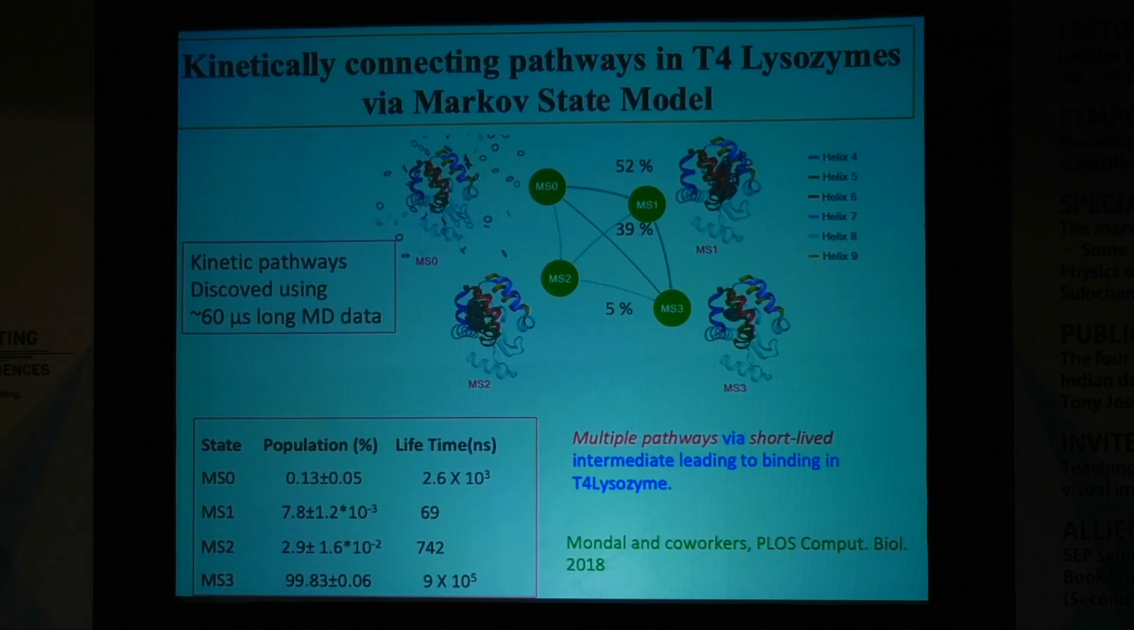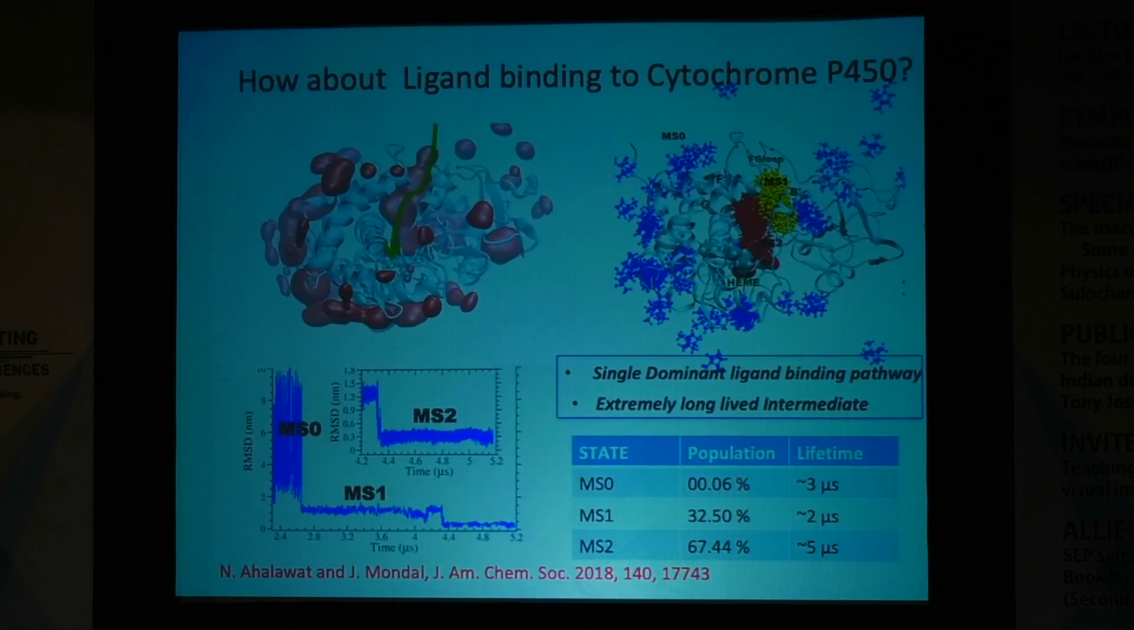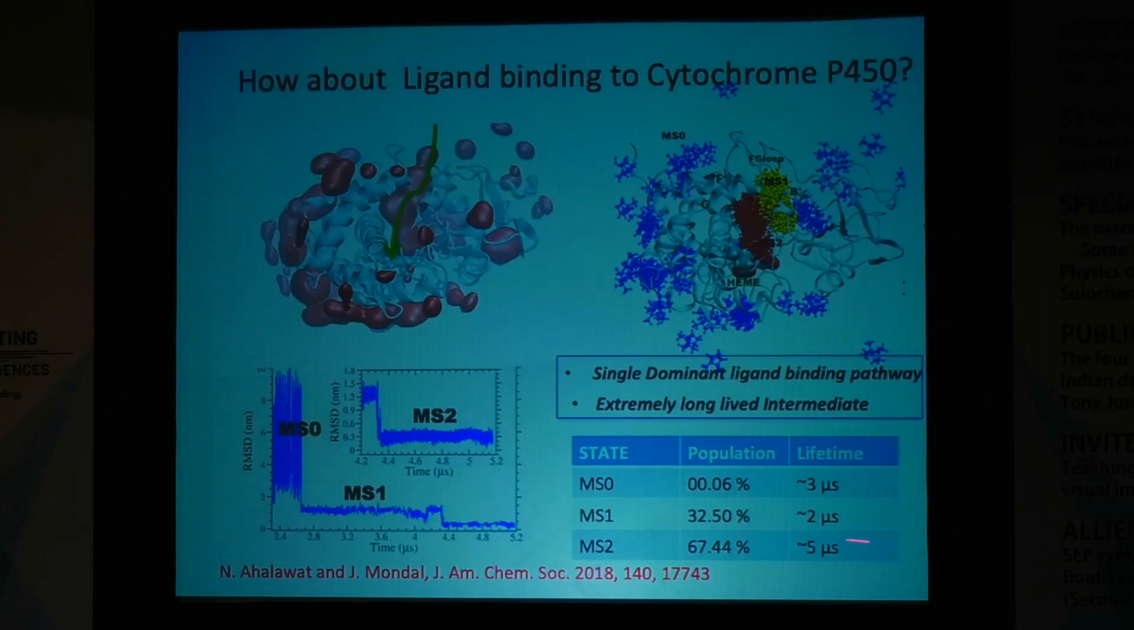I am not going to tell you too much about cytochrome P450, but we did the same thing for this problem. What we found, to our surprise, unlike the other one, is that there is only one dominant pathway. Interestingly, in this dominant pathway you have an intermediate which is very long lived, about 2 microseconds, which tells you that something else is going on here.